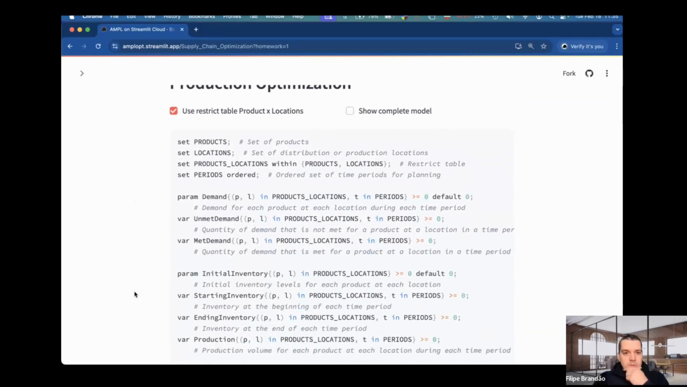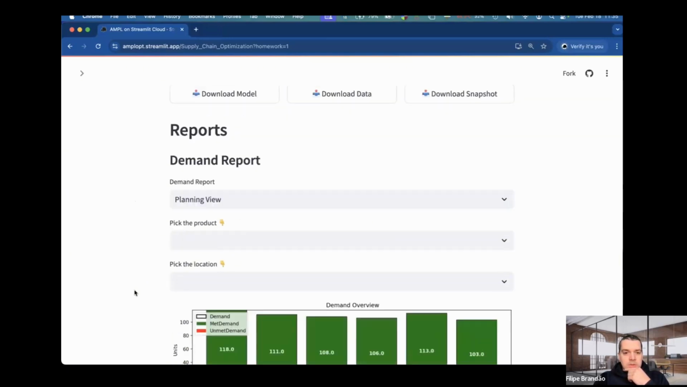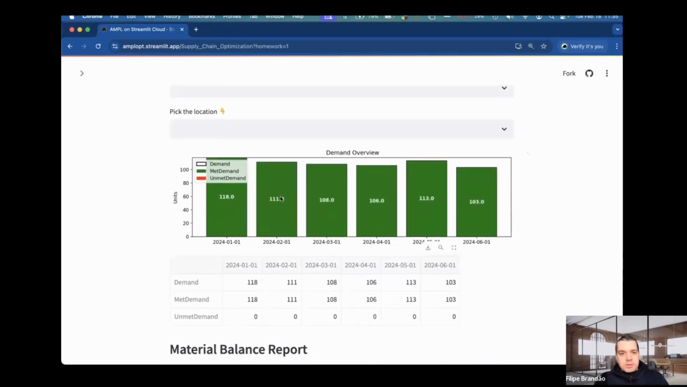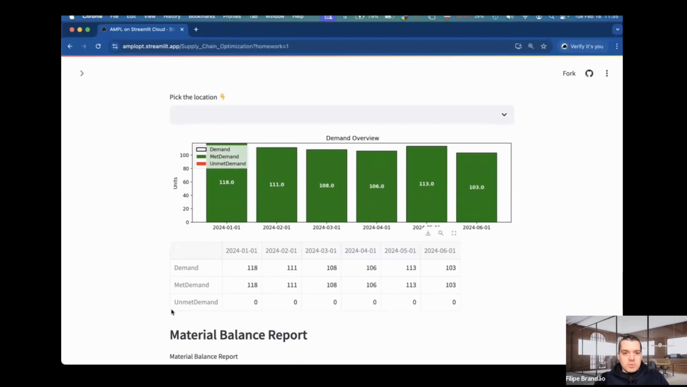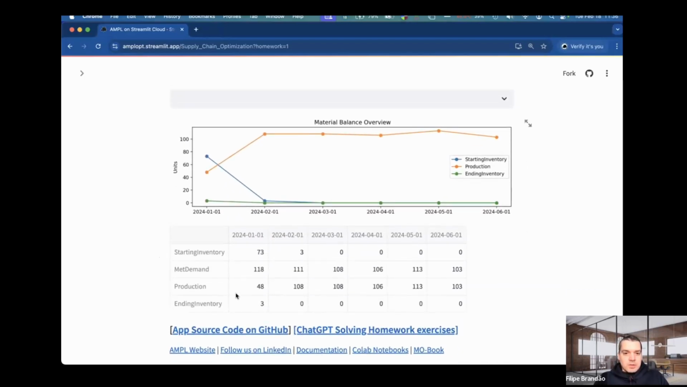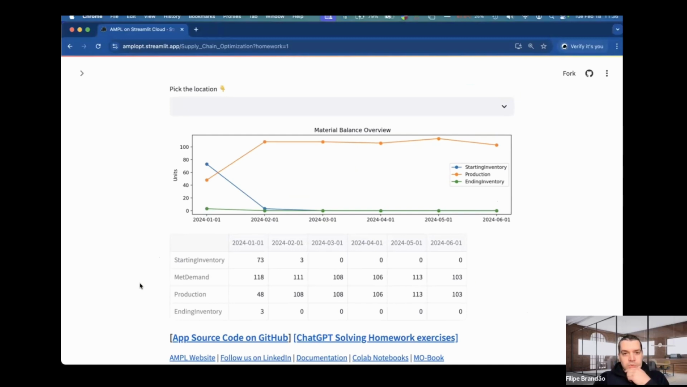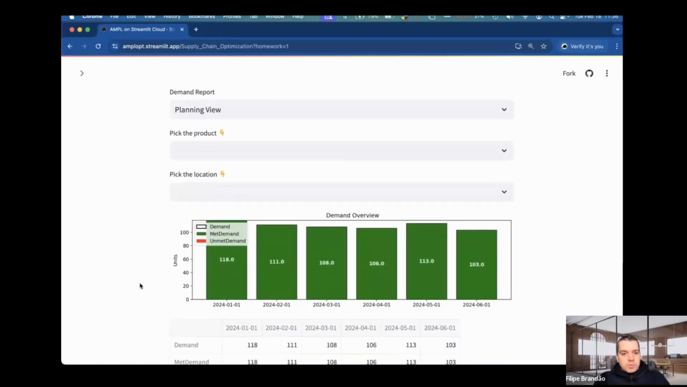In terms of checking if your model is doing well, one of the first things is these reports. Here you can already, like Christina mentioned, check if demand is being met, 0 unmet demand, so looks okay. And also the material report. Here you can see that ending inventory is moving to the following day and so on. So inventory carryover is working. So this is one way to see if everything is working well, but there might be issues.